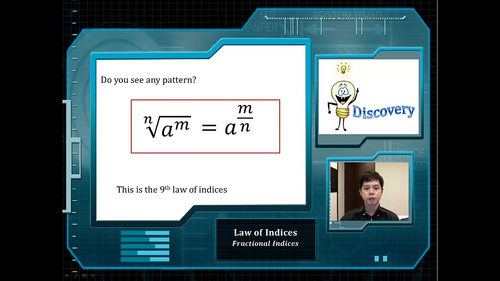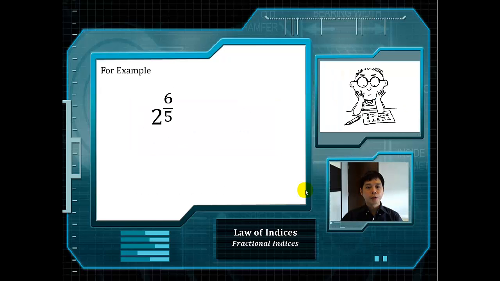And this concludes the ninth law of indices. To let you have a better understanding between the fractional indices and the surd form, I will make examples. We have 2 to the power of 6 over 5 here, which is the fractional index. The 6 is the power and the denominator 5 is actually the root.